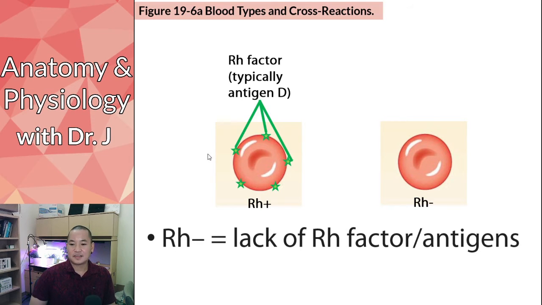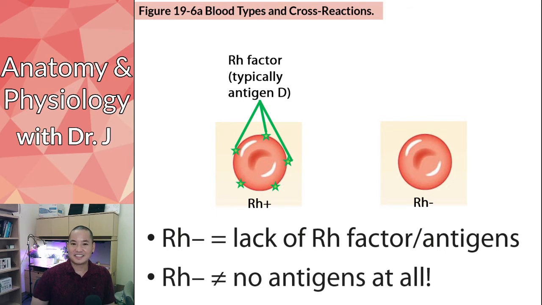All right, so Rh negative just means a lack of Rh factor and this antigen D. It does not mean you have a lack of antigens altogether. This is a separate thing from the ABO system. And again, Rh negative does not mean any antigens at all. When you have a blood type and it's negative for a certain blood type, it just means it lacks that antigen. It doesn't mean that red blood cells are totally naked without any antigens.